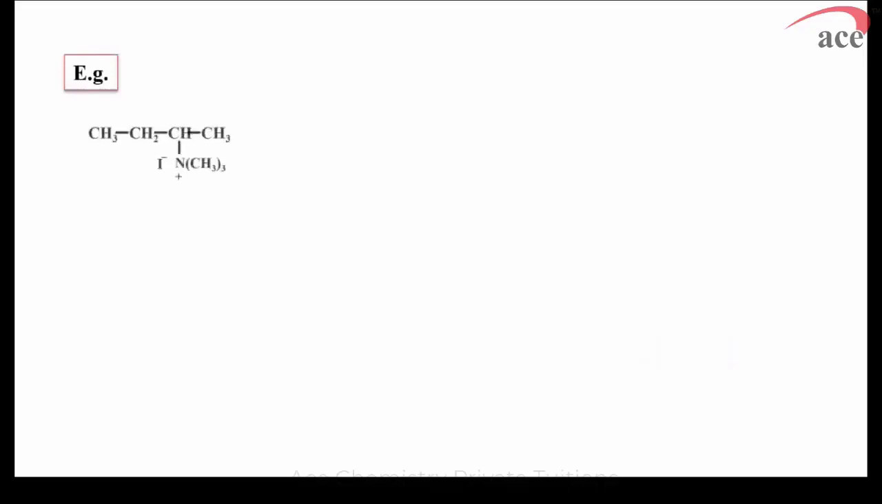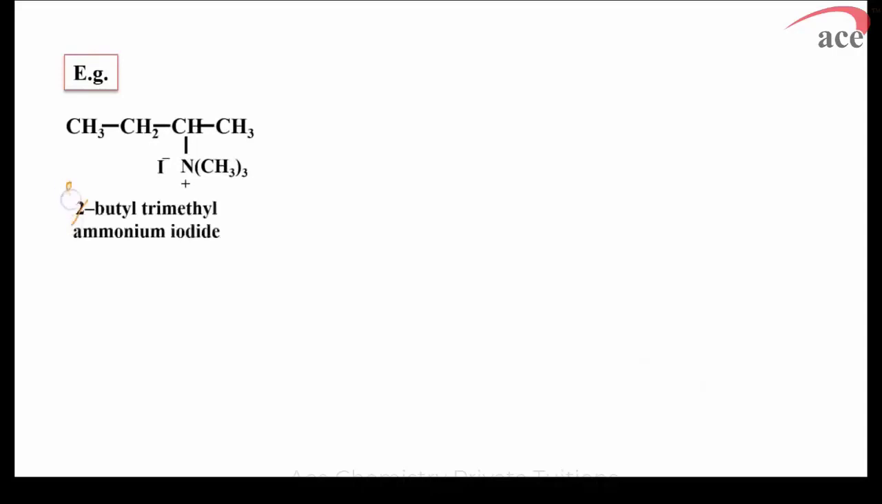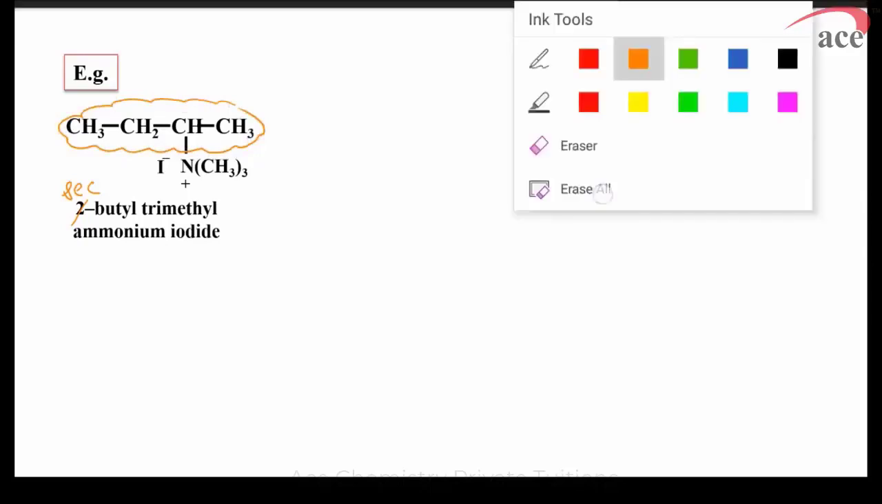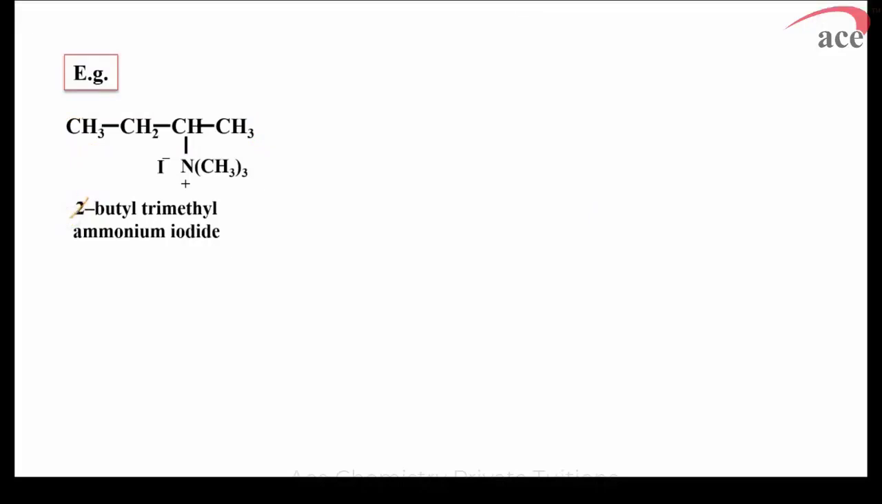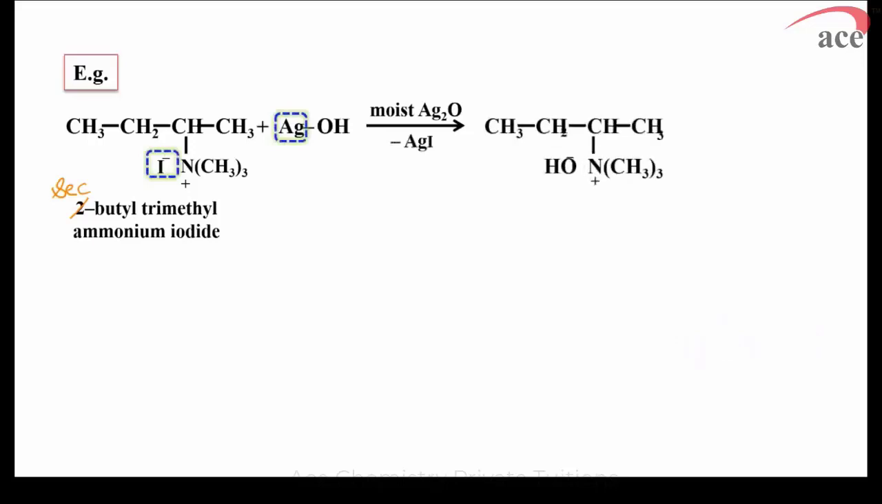Now similarly, if we have another example such as sec-butyl. Why sec? Because this unit is attached to that nitrogen atom. So sec-butyl trimethyl ammonium iodide, when it is treated with AgOH, that is moist silver oxide, will give you sec-butyl trimethyl ammonium hydroxide. Sec-butyl.